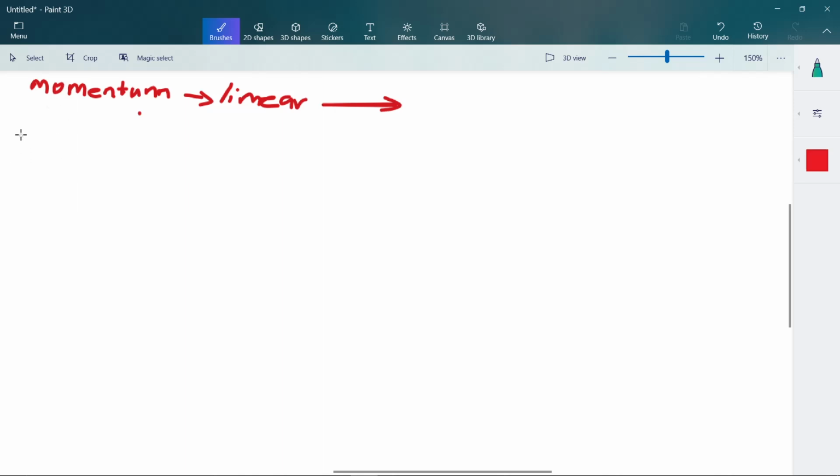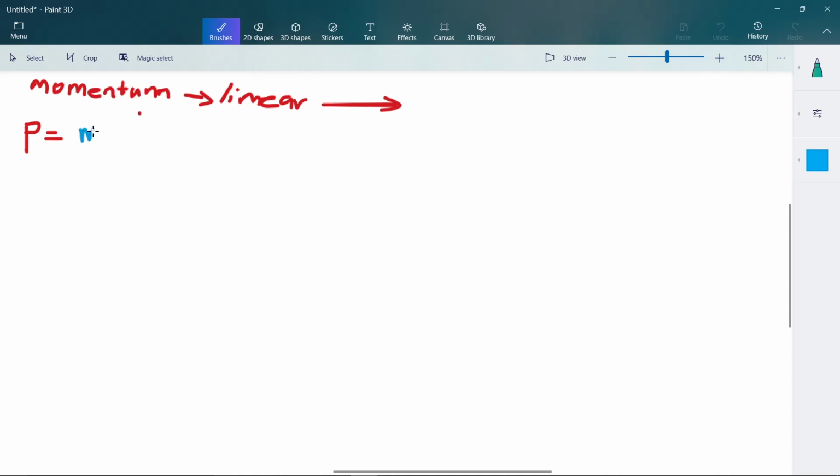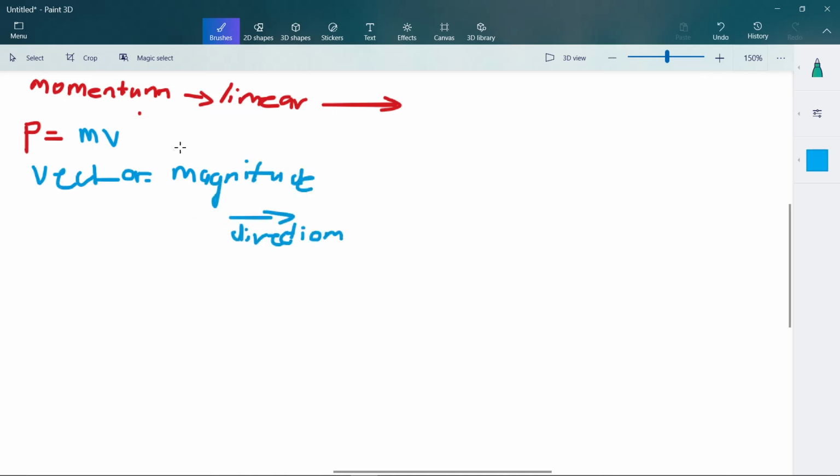We have a formula to calculate momentum. Momentum is represented by the small letter p, and it is equal to the mass of an object multiplied by its velocity. Momentum is a vector quantity, so it has both magnitude and direction.